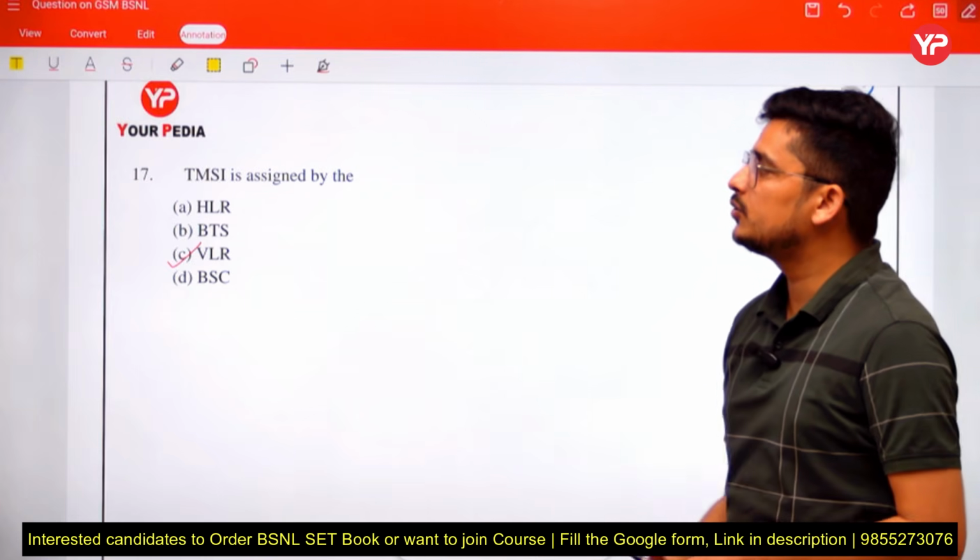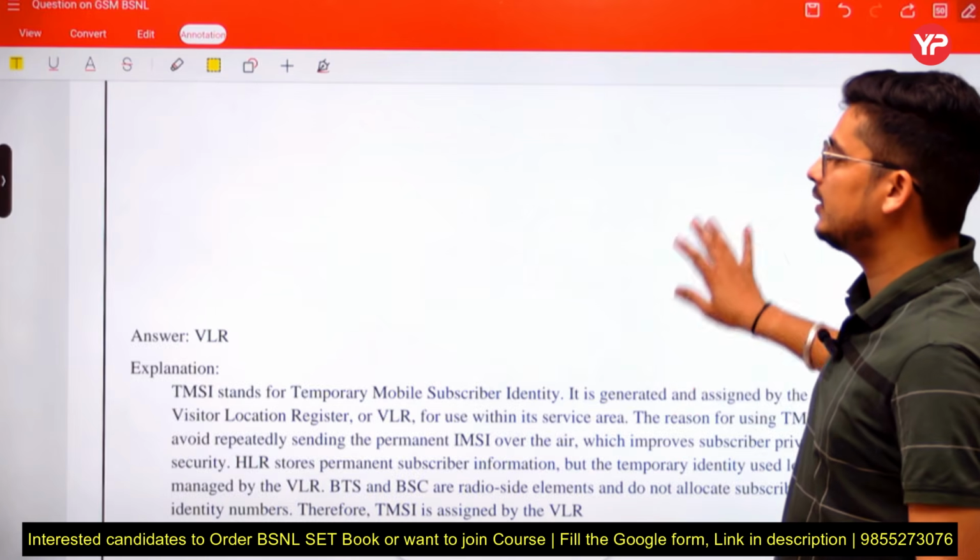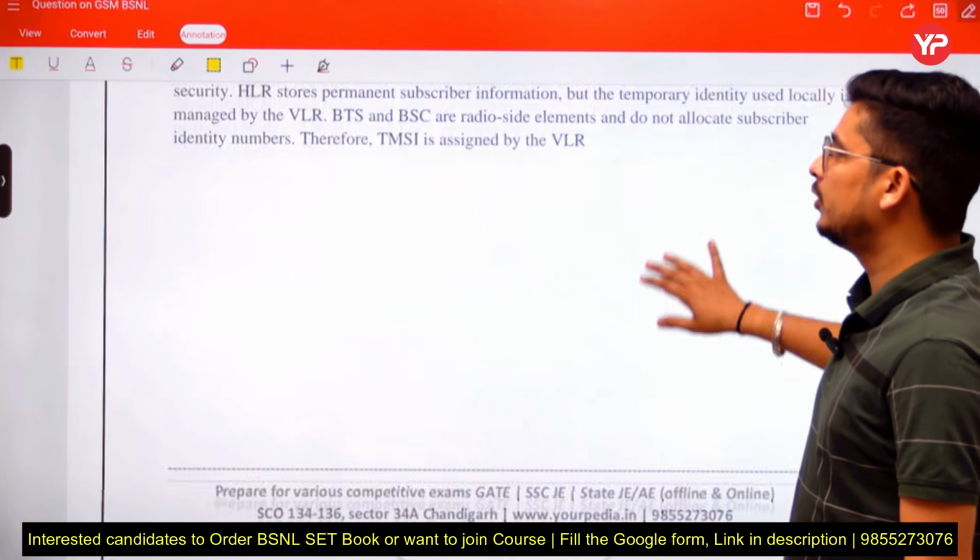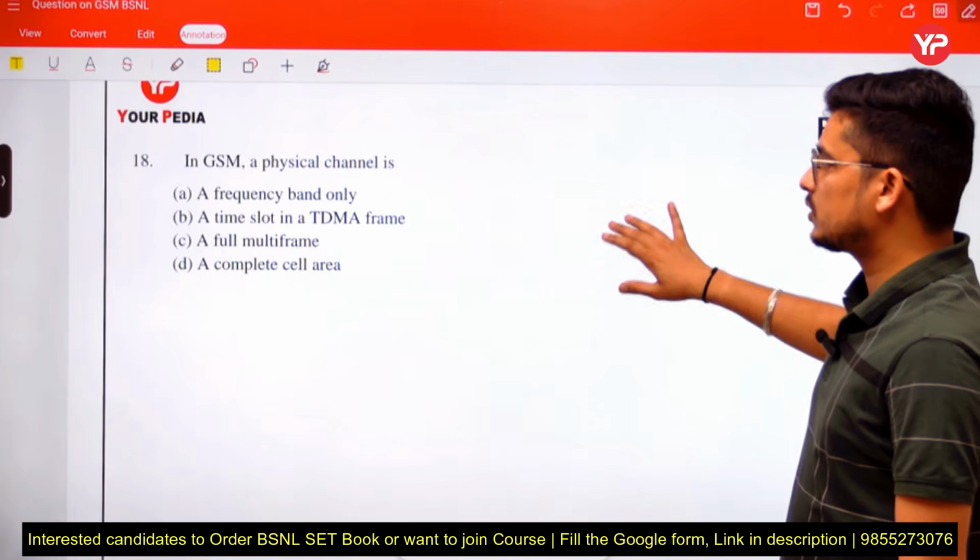So that's why we are using TMSI numbers. That will be generated by your VLR, Visitor Location Register.